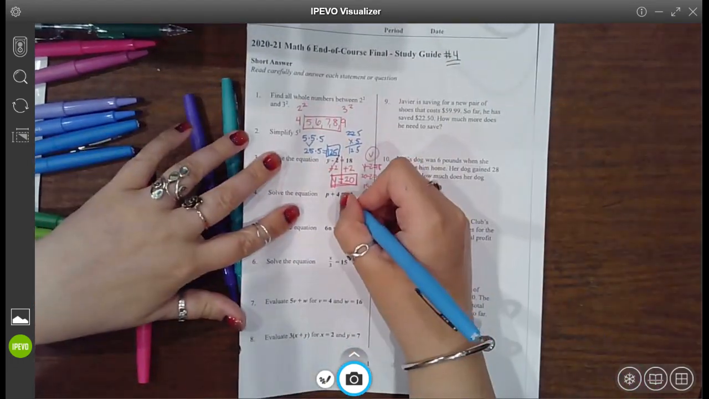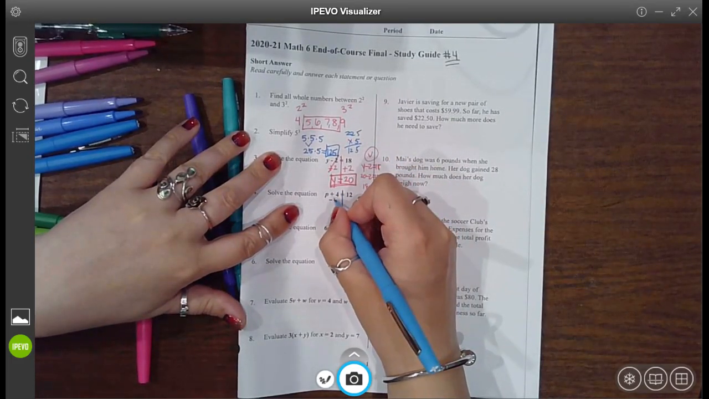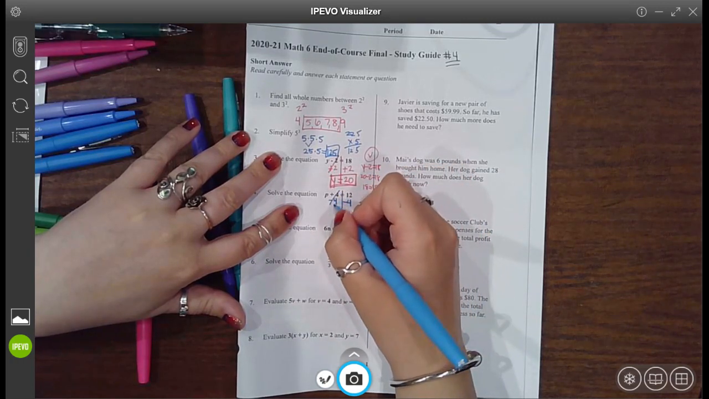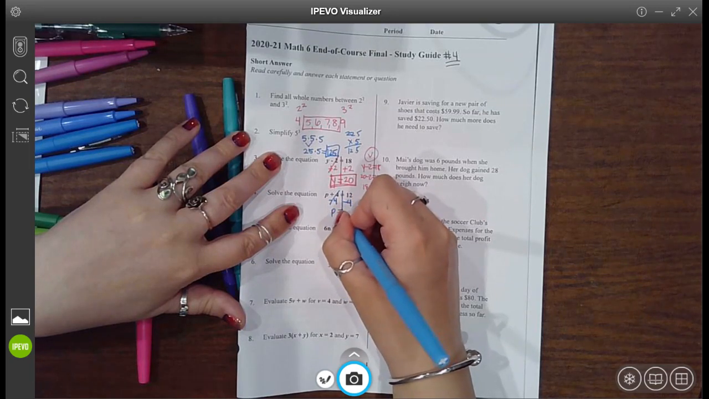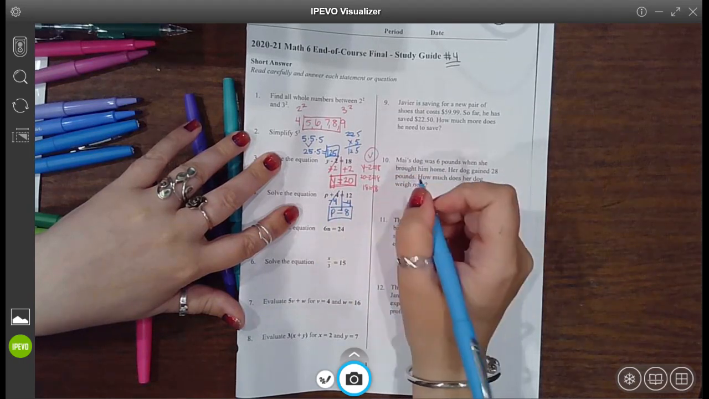Okay. To get p by itself, what's the inverse of adding 4? Subtracting 4. Do the same thing to the other side. Those cancel because 4 minus 4 is 0. So now you have p plus 0, or just p. And then 12 minus 4 is 8. Okay, put p equals 8 in your answer column.